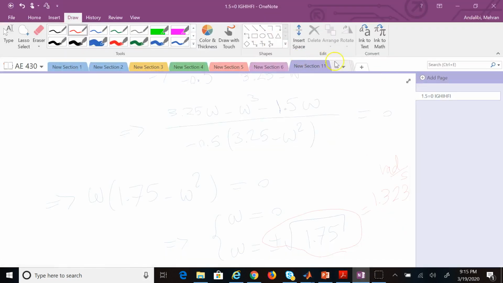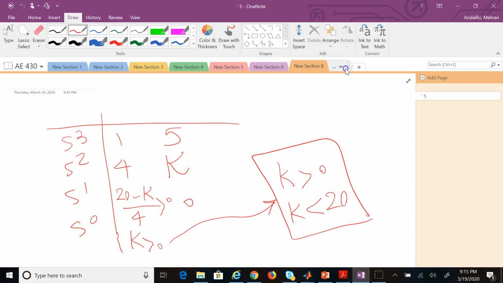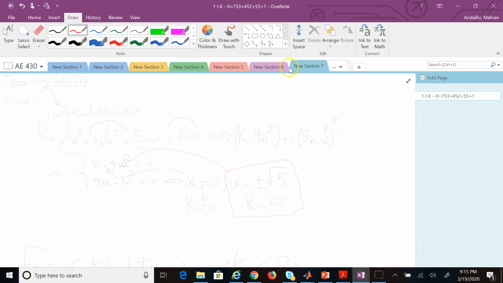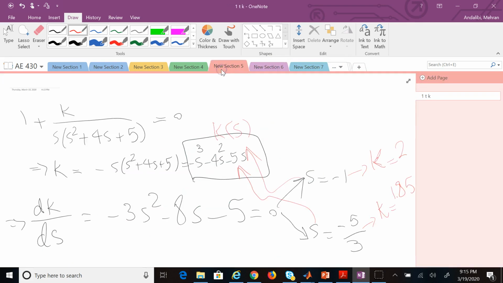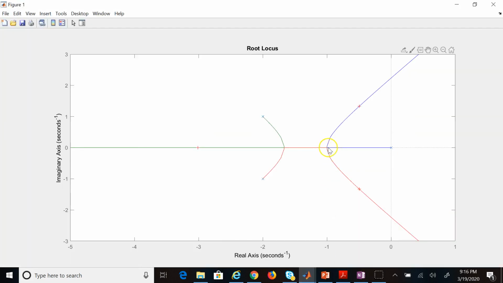Because if we go back, I remember I did that. So where was it? I found both of them positive. Yes, these two. So the one at -1 is 2, the one at -5/3 is 1.85, okay? So the k here is 2, the k here is 1.85.